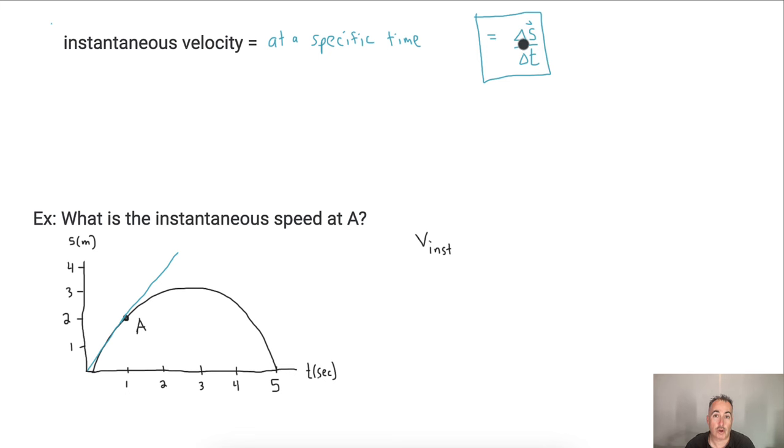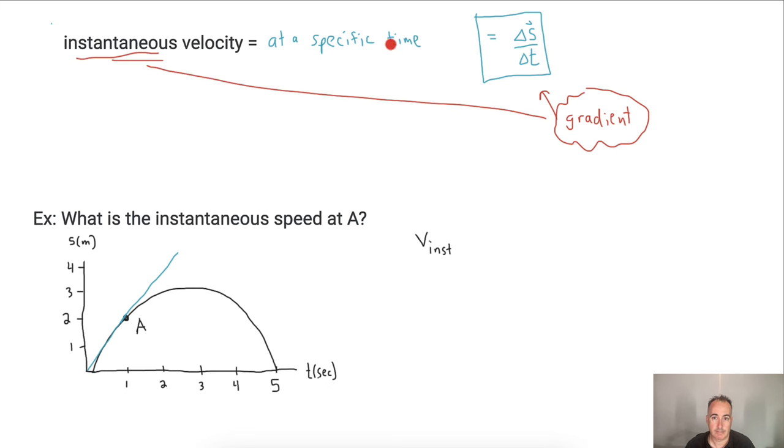We're basically doing the gradient. If you remember that from math class, we're really just finding the gradient here. Okay, so that's the key thing here. What we're doing here with instantaneous is we're finding the gradient. That's the key. Instantaneous means gradient. So, gradient of the tangent, of course, at that point.